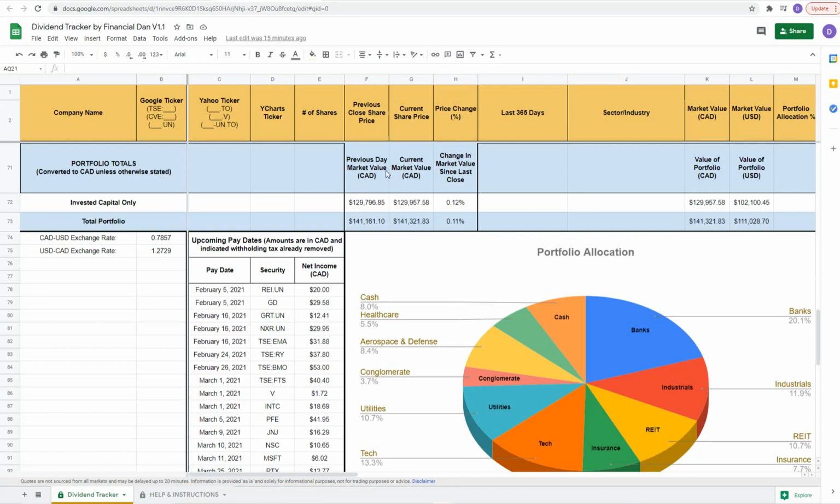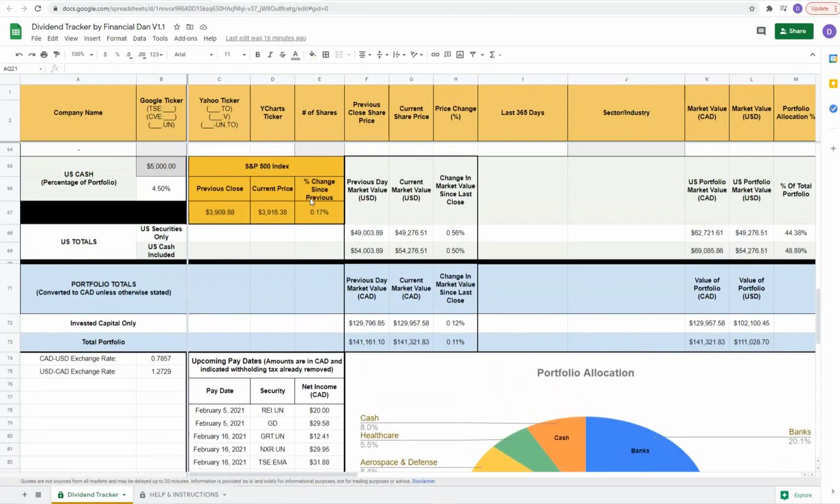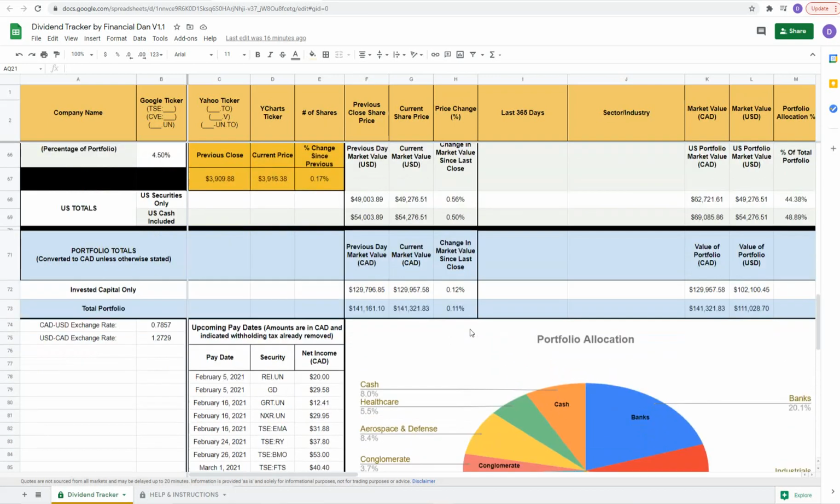Up here, it'll tell you your previous day's market value of your portfolio. Now, I want to mention that there's 2 rows here. There's invested capital only, as well as total portfolio, which will take into account any cash holdings. So it'll give you your previous day's market value, as well as your current day's market value and the change in market value. And this is what you can compare to these benchmarks that I was just showing you.